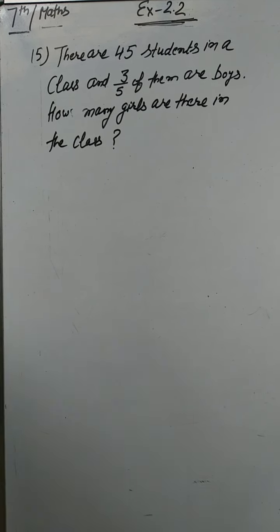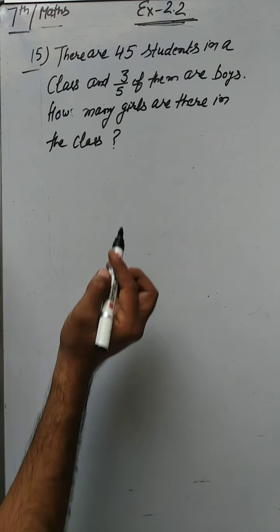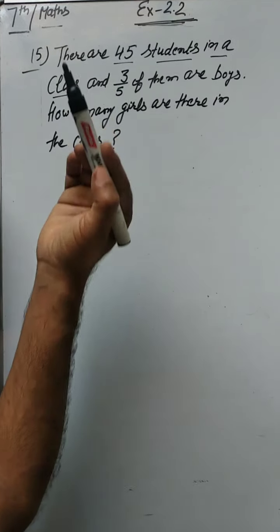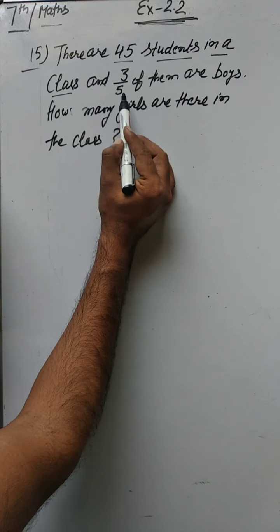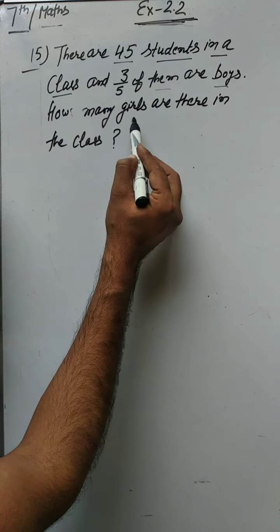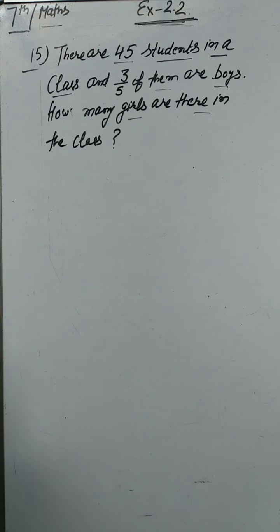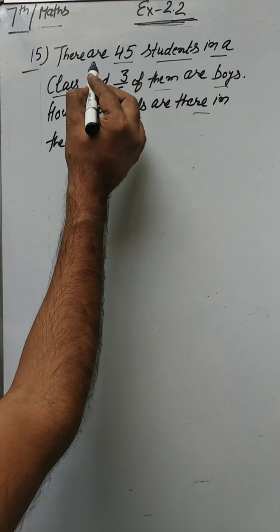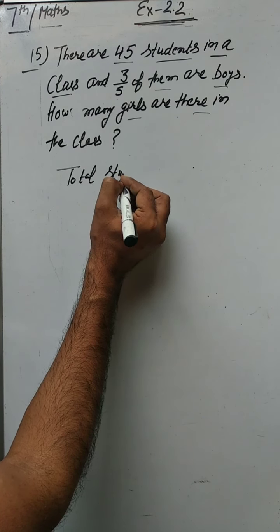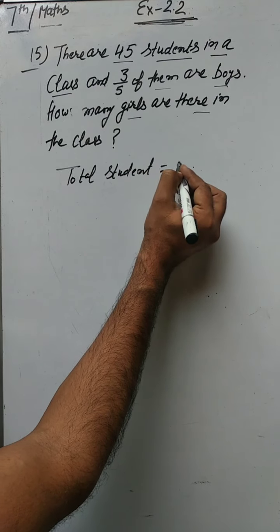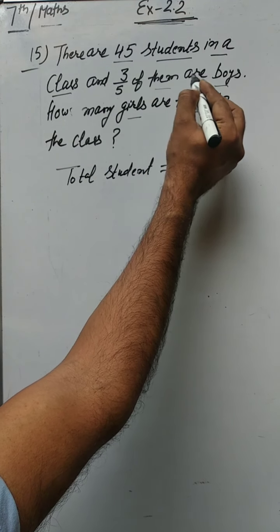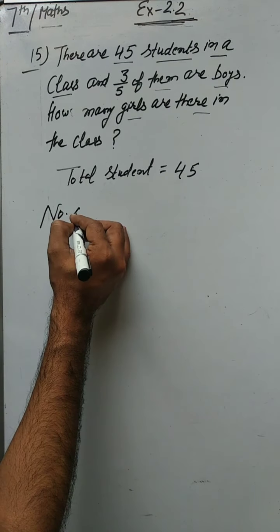Beta, your next question is question 15. Question 15 is, there are 45 students in a class and 3/5 of them are boys. How many girls are there in the class? Now beta look, there are 45 students in the class, means the total students in the class are 45. 3/5 of them are boys. Number of boys.